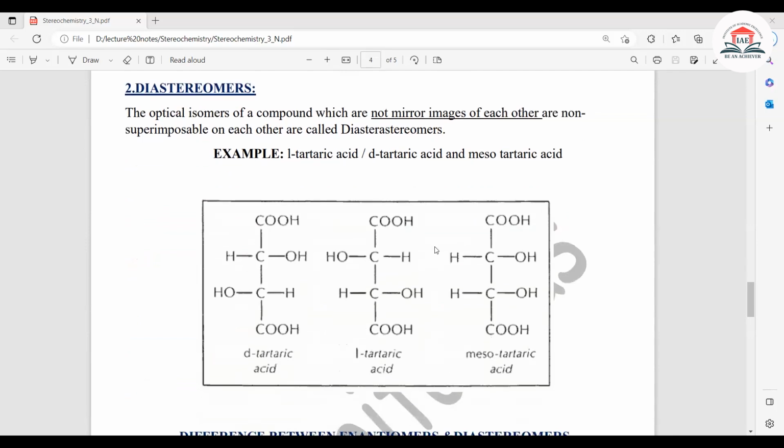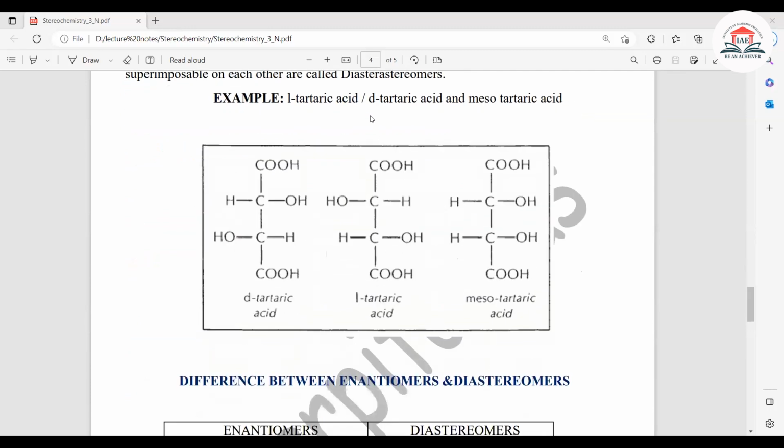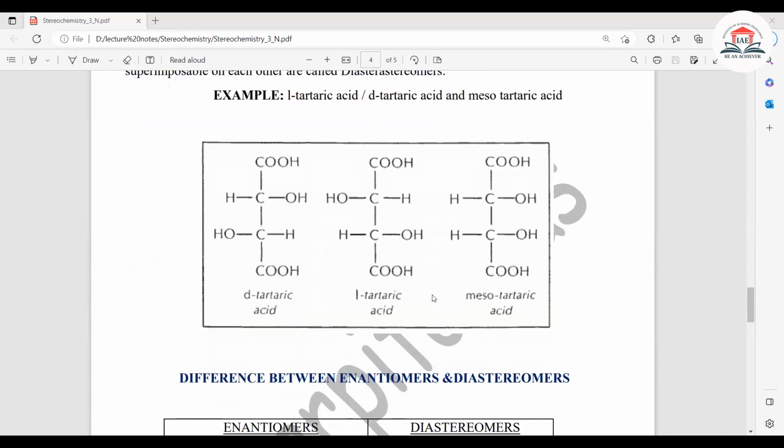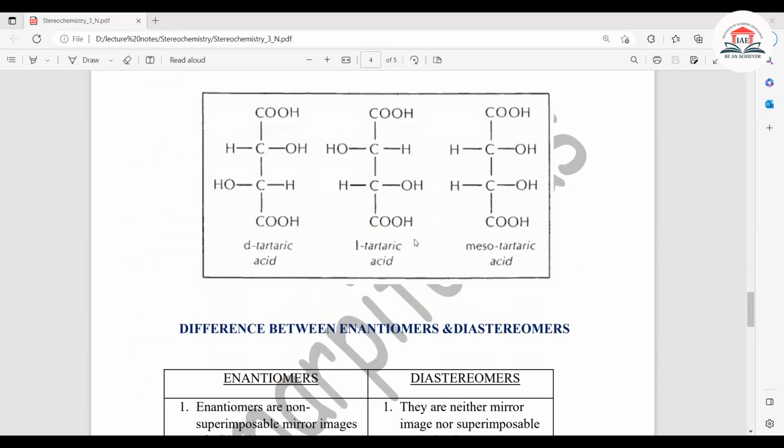Now, let's go to diastereomers. Diastereomers are optical isomers of a compound which are not mirror images of each other and are non-superimposable on each other. Okay. So there is L-tartaric acid, D-tartaric acid and meso-tartaric acid. L and D-tartaric acid are actually enantiomers. But D-tartaric acid and meso-tartaric acid are diastereomers of each other. Similarly, L-tartaric acid and meso-tartaric acid are diastereomers of one another.